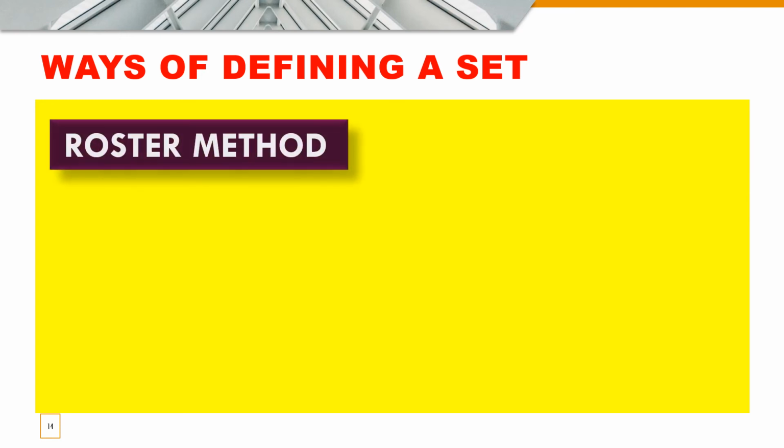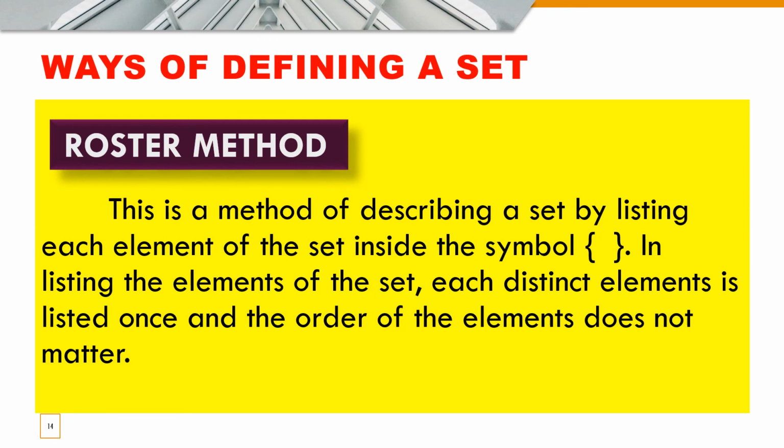Okay. Now, let's go to ways of defining a set. The first one is what we call the roster method. This is a method of describing a set by listing each element of the set inside the set brackets. In listing the elements of the set, each distinct element is listed once, and the order of the elements does not matter. So when we write the elements, we write each one only once and do not repeat it.